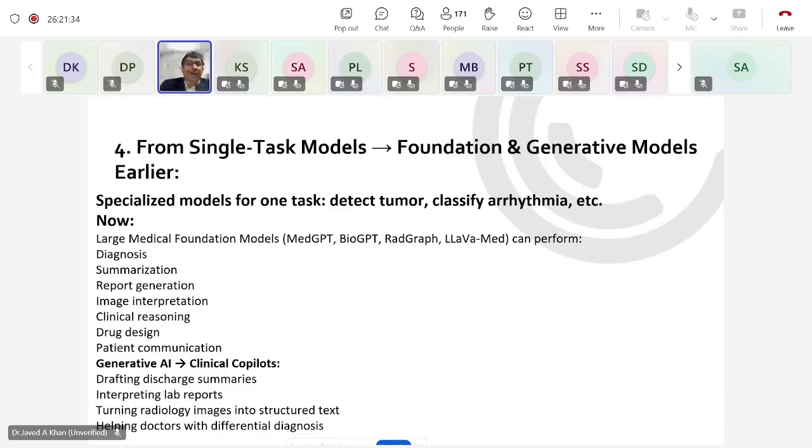Pathology reports can be done in an automated form. Drug design can be done through machine learning models. Patient communication can easily be done. You can get the report instantly. You can get advice from the doctors instantly and so on. So here is safe generative AI as clinical co-pilots: drafting discharge summaries, interpreting lab reports, turning radiology images into structured text and so on. So these are the next shift from the traditional model to AI and machine learning models in the healthcare system.